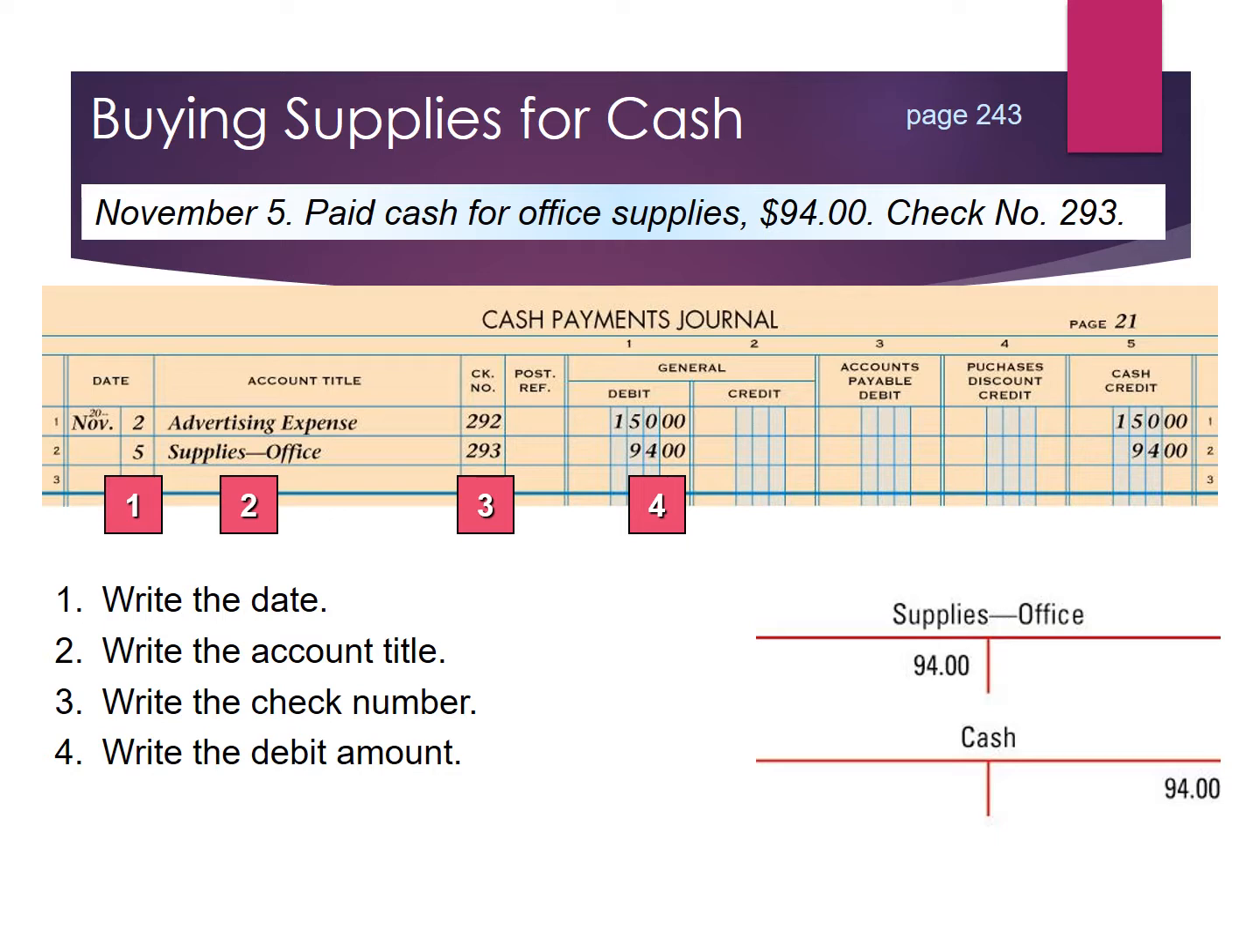The second account that we need to credit is our cash. Do we have a specialty column for cash? Yes, column 5. So we will simply write $94 in the credit column.